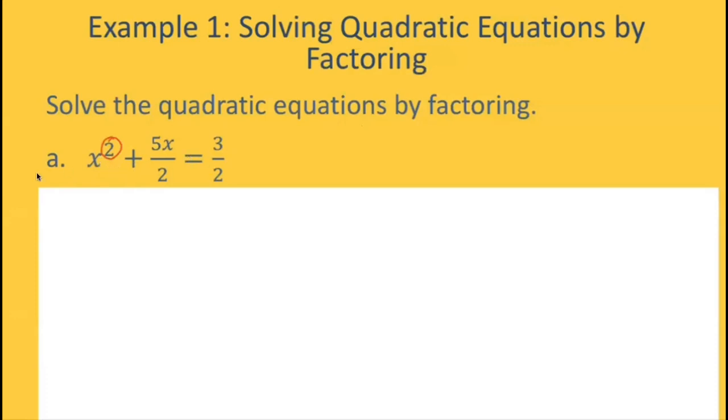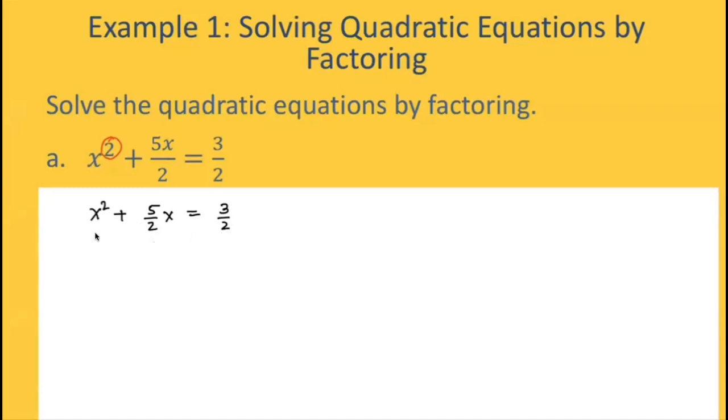But this quadratic equation is not in the standard form. Remember, the right-hand side is not 0. So first we have to make it in the standard form. Let's begin. We have x squared plus 5 over 2 x equal to 3 over 2. Now, there is a fraction, with a 2 in the denominator. Just like in the previous class, if you see a fraction, you have to multiply throughout by the LCD and remove that fraction. There is 2 and 2.